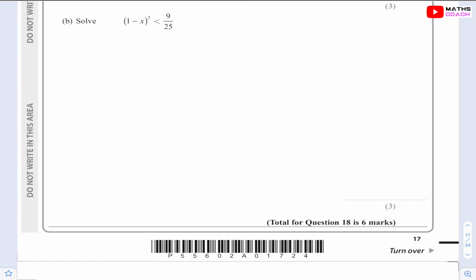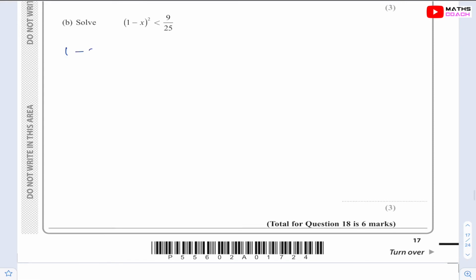Solve this inequality. You'll notice that you have a square on the left hand side and you have square numbers on the right hand side. So we can take the square root of both sides, leaving us with 1 minus x is less than plus or minus 3 over 5. The plus and minus, every time you square root a number, you get that plus and minus. So we have two sets of solutions.